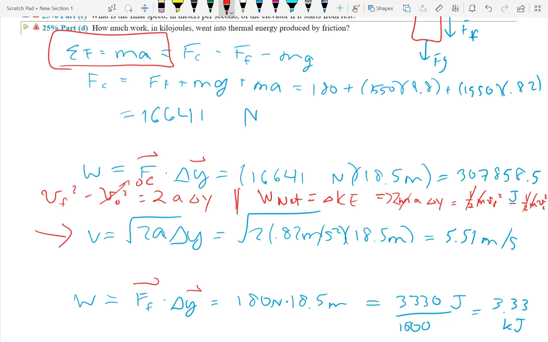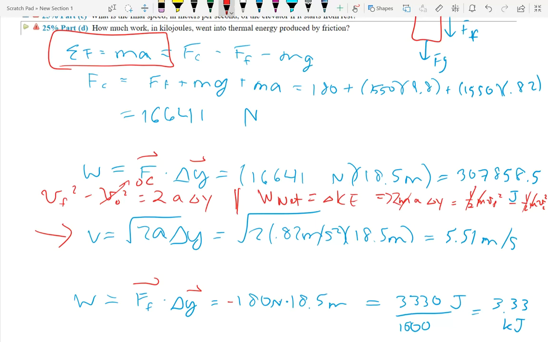No, they did that right. The work is force dot distance. What direction was the force of friction? Down. What direction was the distance? Up. So with those vector signs, you have the minus sign here and you have a negative answer.